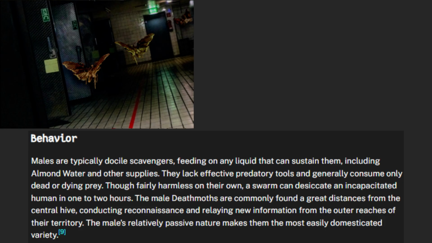The male death moths are commonly found at great distances from the central hive, conducting reconnaissance and relaying new information from the outer reaches of their territory. The male's relatively passive nature makes them the most easily domesticated variety.